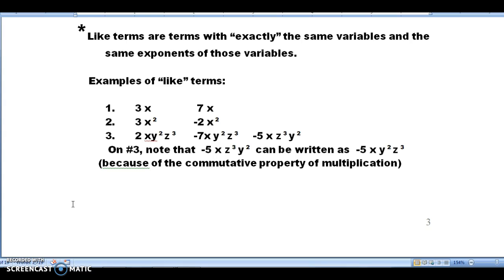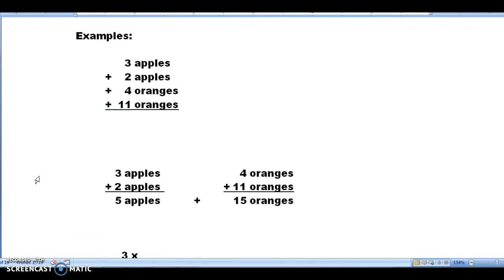On number 3, we have 3 terms there, and if you look at the last term, we can actually turn the z to the 3rd power y to the 2nd around and write it in alphabetical order, and then they all look totally alike. We can do that because of the commutative property of multiplication, which means that 2 times 3 is equal to 3 times 2. So it's also true for the letters. So if you cover up the 2, the minus 7, and the minus 5, those are identical. They have to have all the same letters, and each and every one of those letters has to have the same exponent.